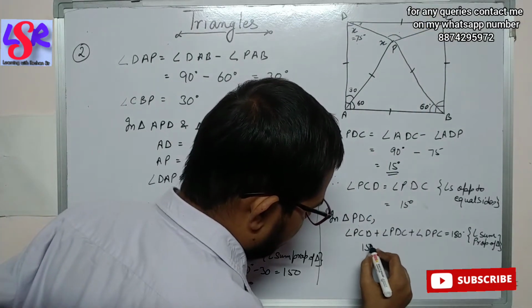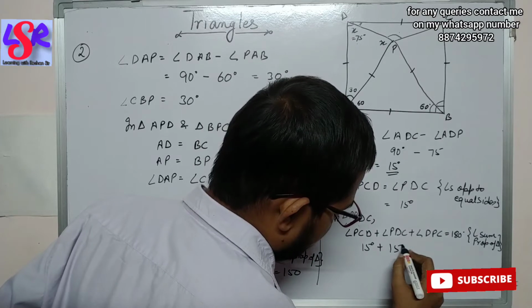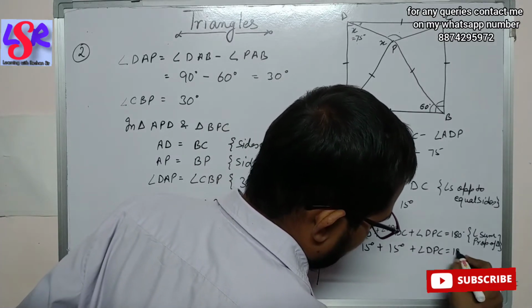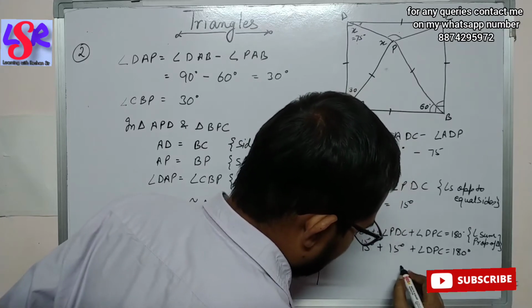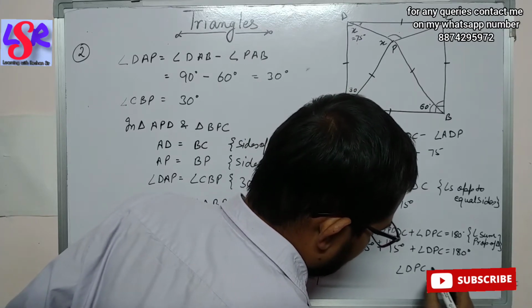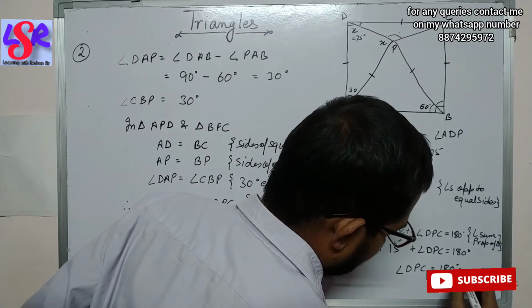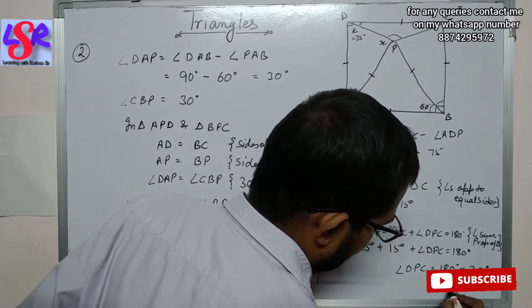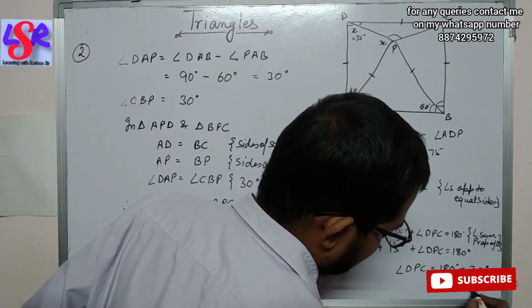So we have 15 degrees plus 15 degrees plus angle DPC equals 180 degrees. Now the angle DPC equals 180 degrees minus the sum of these two, that is 30 degrees. So we are having 150 degrees as the answer for this question.